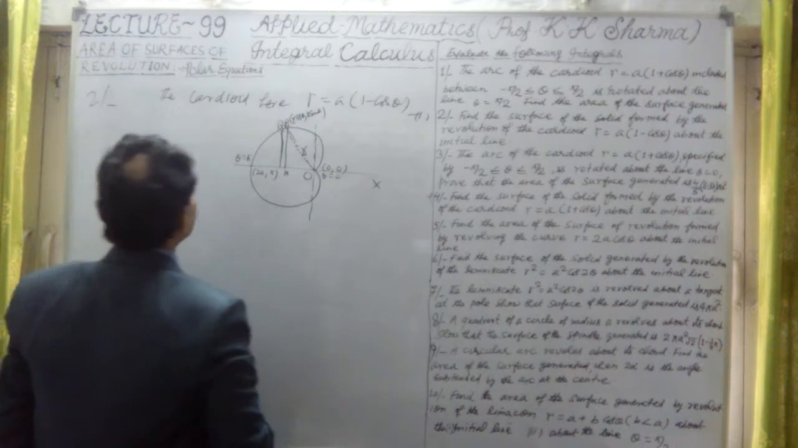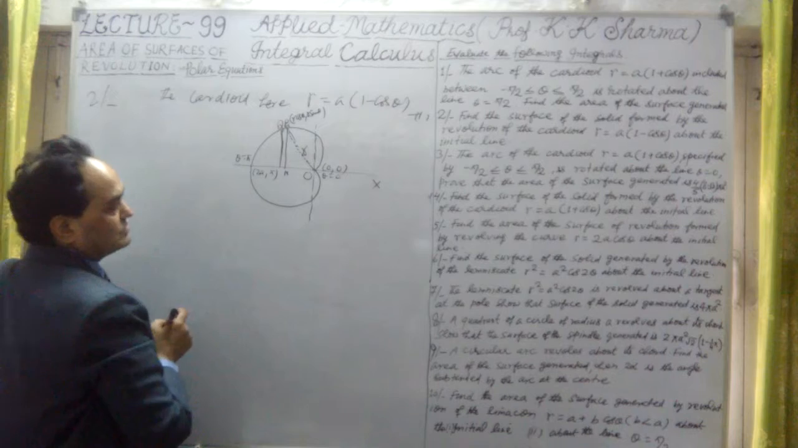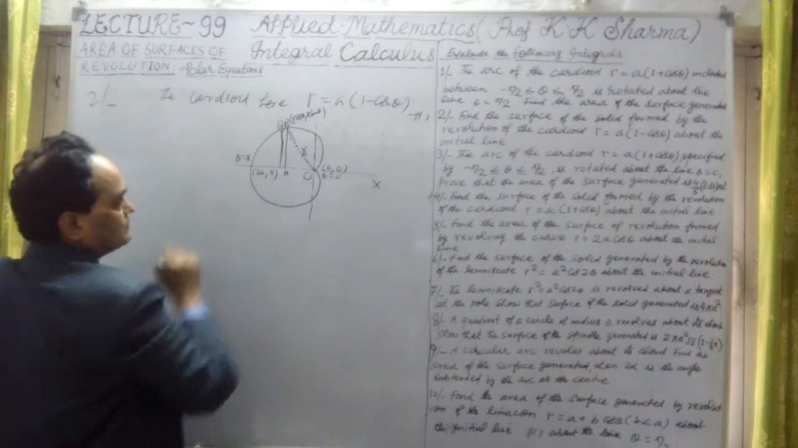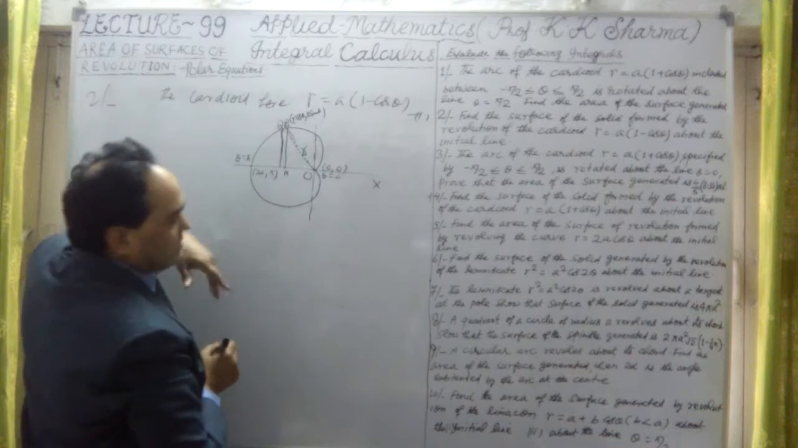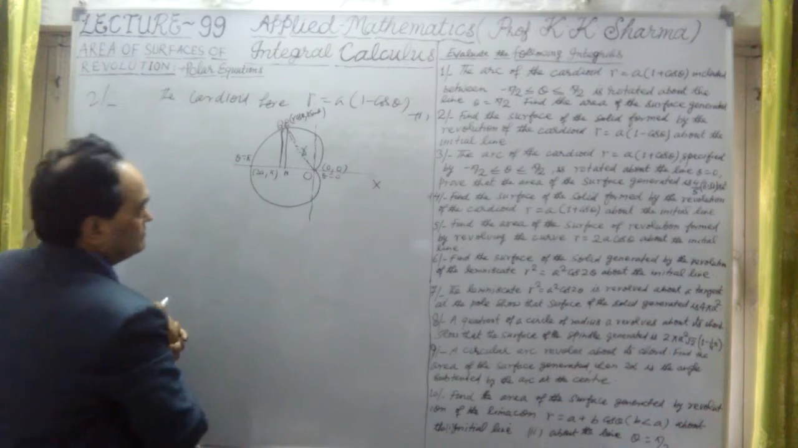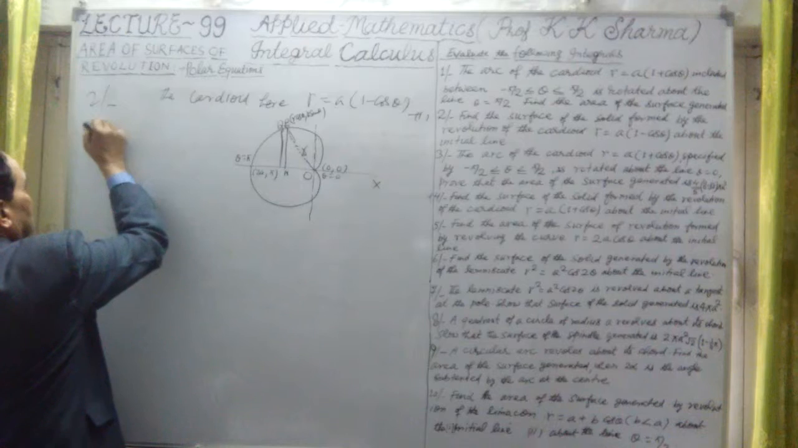Okay, so same way here, the cardioid is this. So what is the limit here? 0 to pi. We will take limits 0 to pi because this arc is revolved about this line. Now only 0 to pi limits will be there. Here, the solution, let me find out.